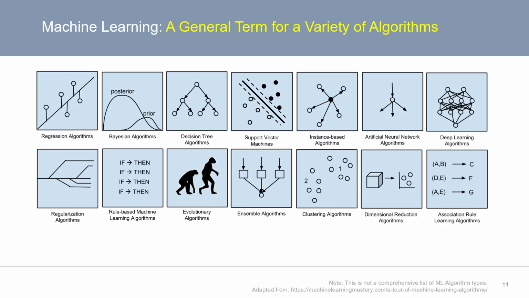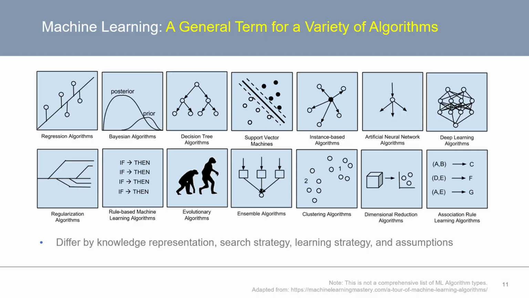When you hear the term machine learning, you should be aware that it's a general term for a wide variety of algorithms. These cartoons illustrate different families of machine learning algorithms. It's important to be aware of the variety of algorithms available, each having its own unique strengths and weaknesses. These algorithms can differ by how they represent knowledge, how they search a problem space, how they learn, and by the assumptions they make, either implicitly or explicitly.